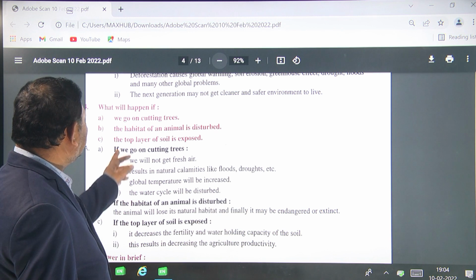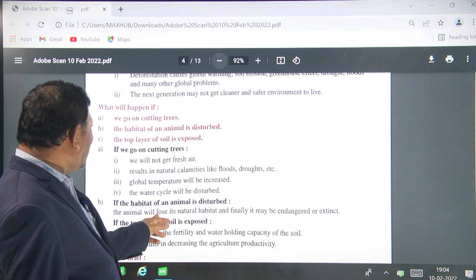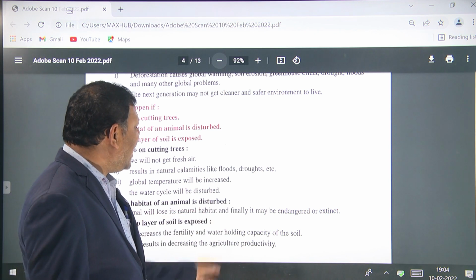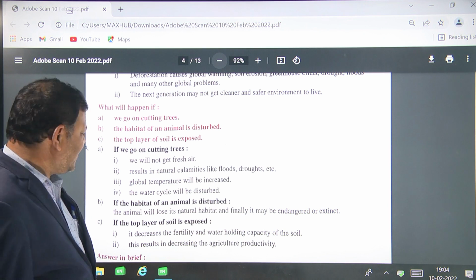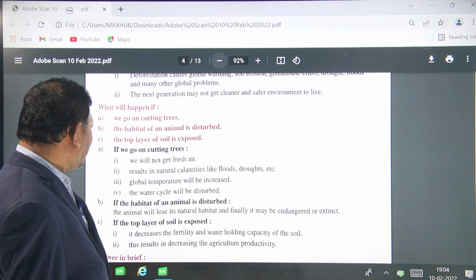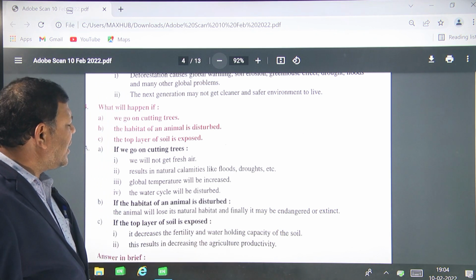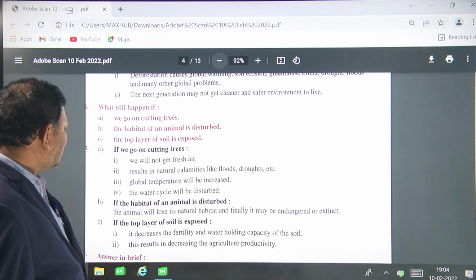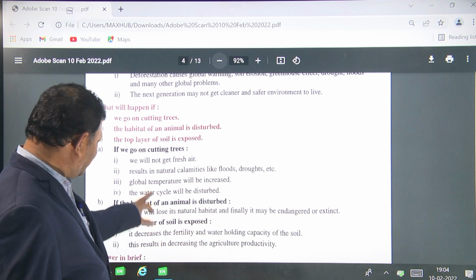Next, the habitat of the animal is disturbed. What happens? The animal will lose its natural habitat and finally it may become an endangered or extinct species. The top layer of the soil is exposed. What happens? It decreases the fertility of the soil and the water holding capacity of the soil. So the result is a decrease in agricultural productivity.